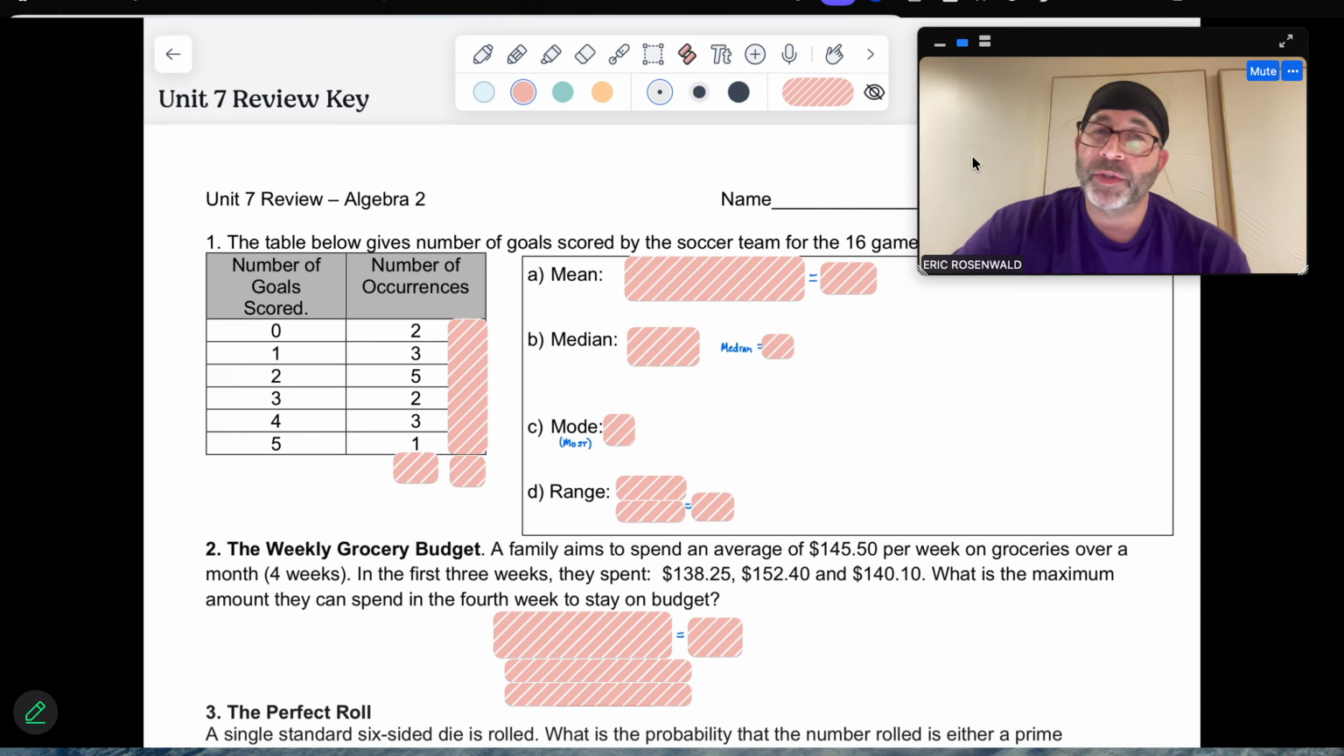Should be a pretty quick one because I feel like you guys have pretty much been crushing this whole unit, but let's jump into it, okay?